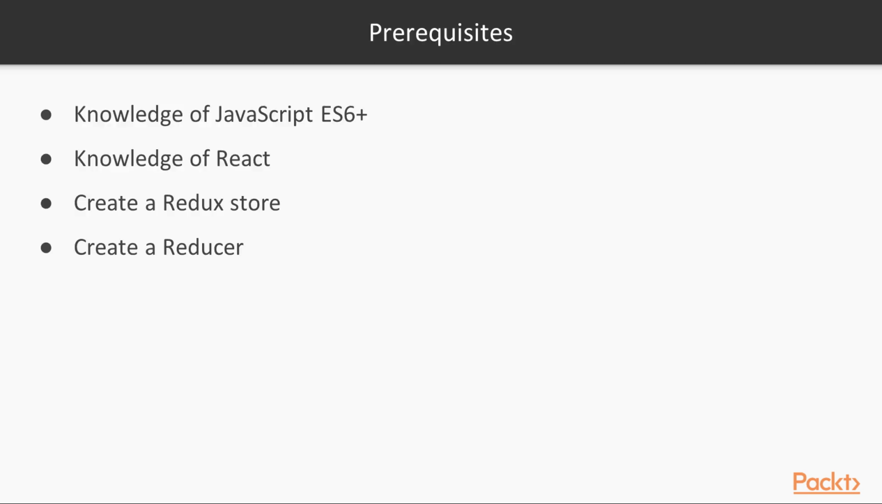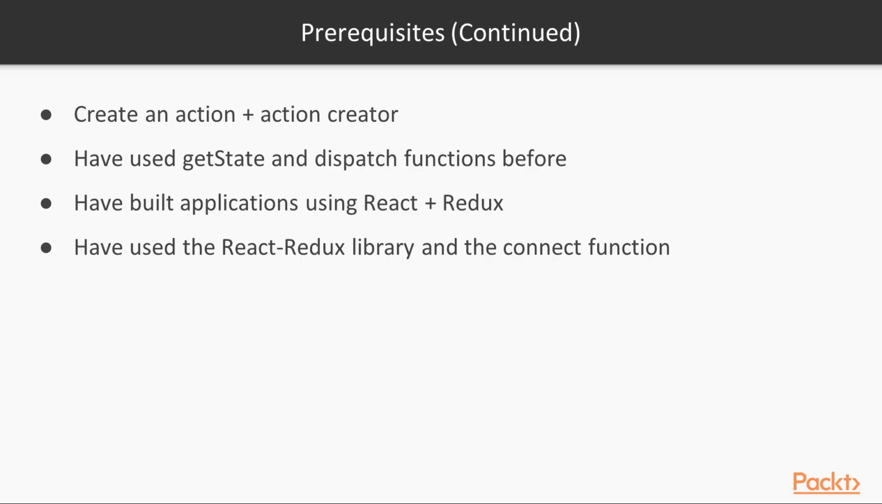This course makes some assumptions about your skill level. So as a prerequisite, it's important that you know the following things: ES6 JavaScript, React, how to create a store, how to create a reducer, how to create an action creator, and to have some experience with the Redux getState and dispatch functions. It's also important that you have experience working with React, and preferably with React plus Redux. This means having experience with the React Redux library and the connect function.